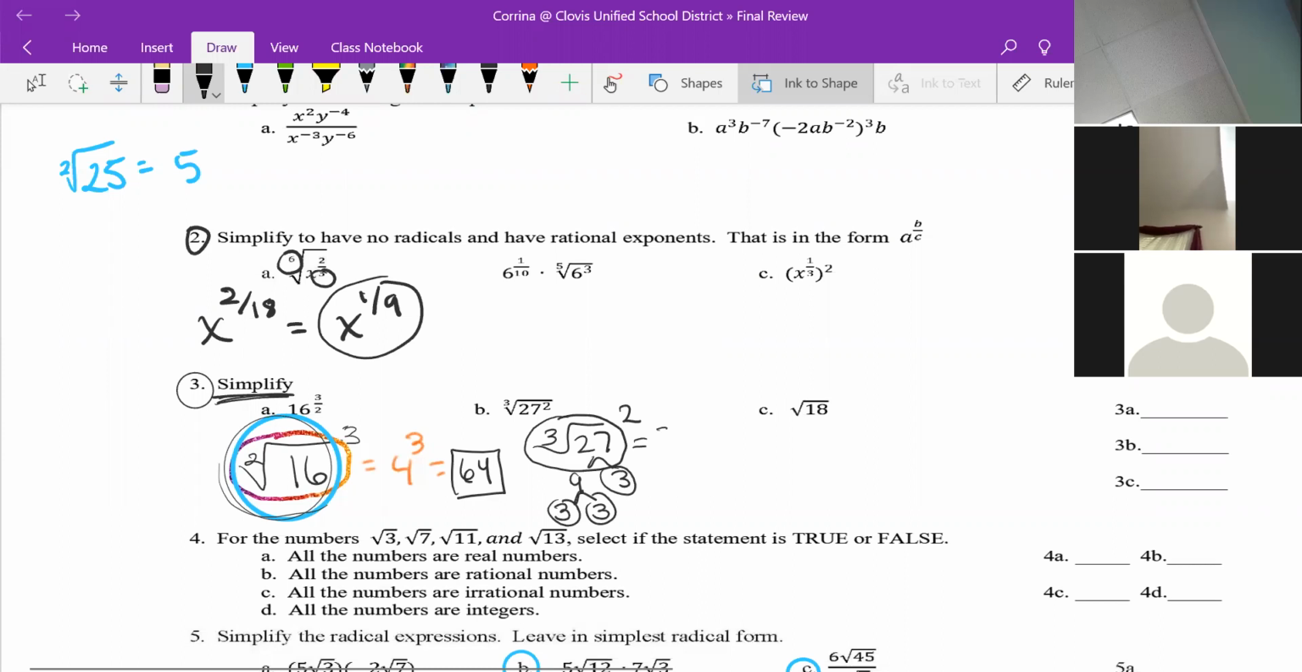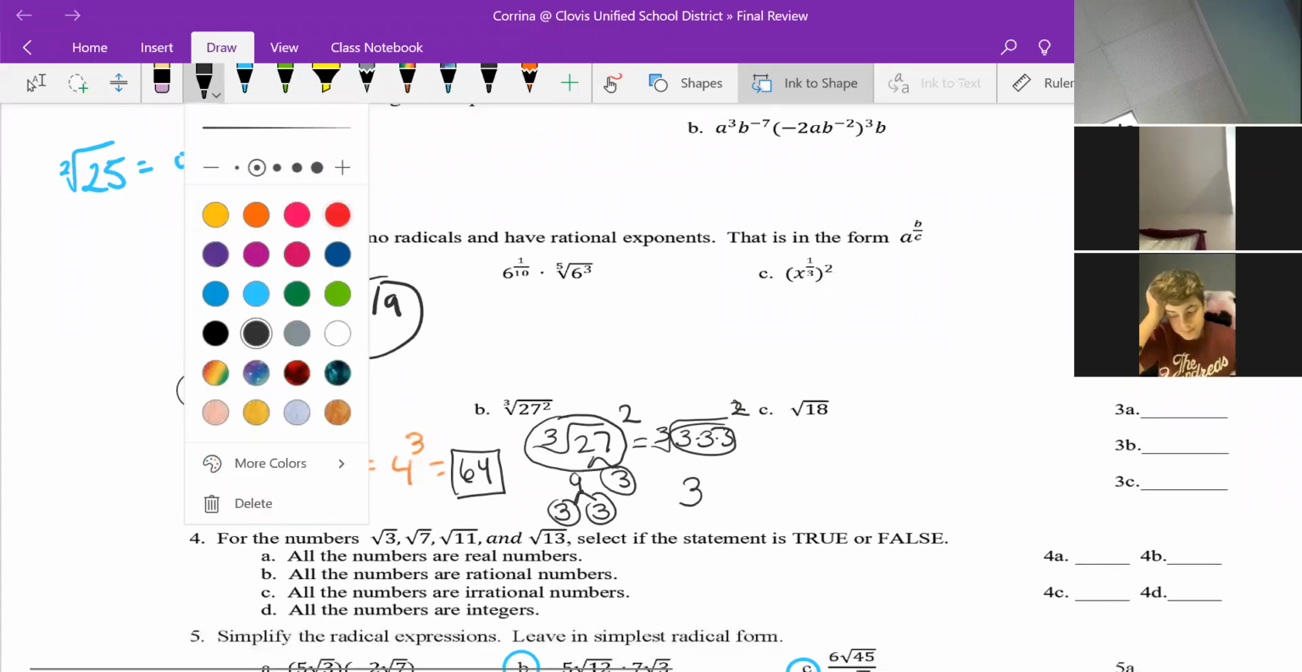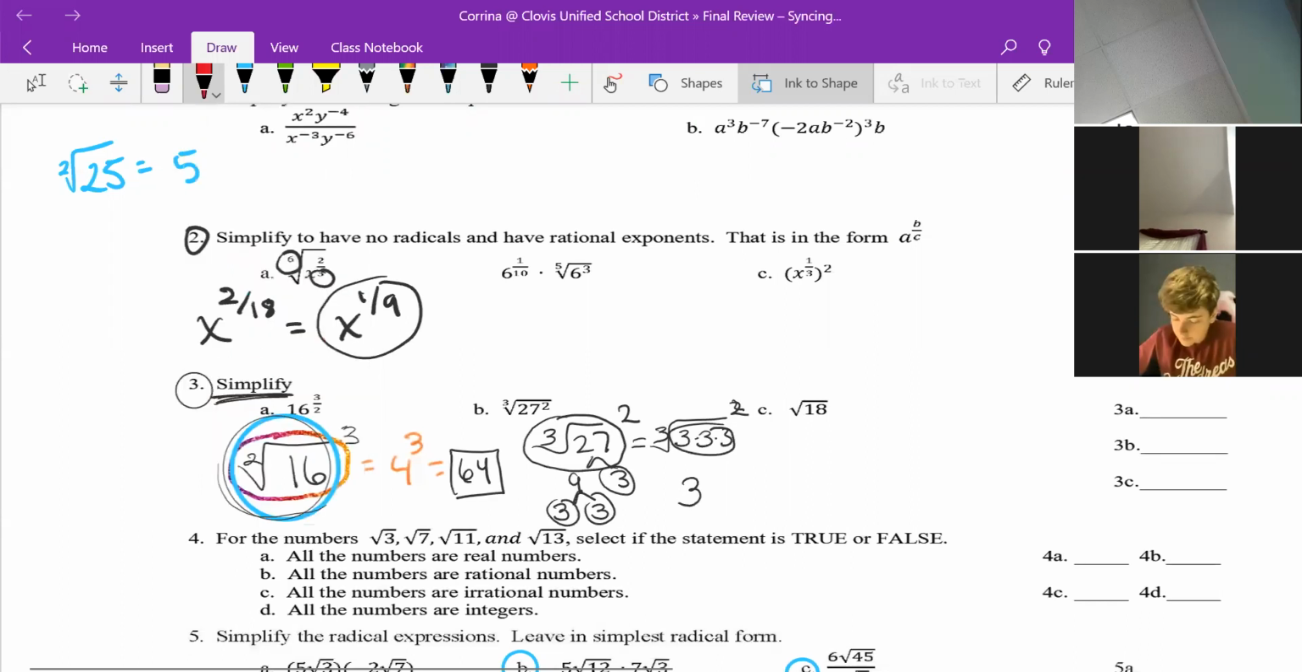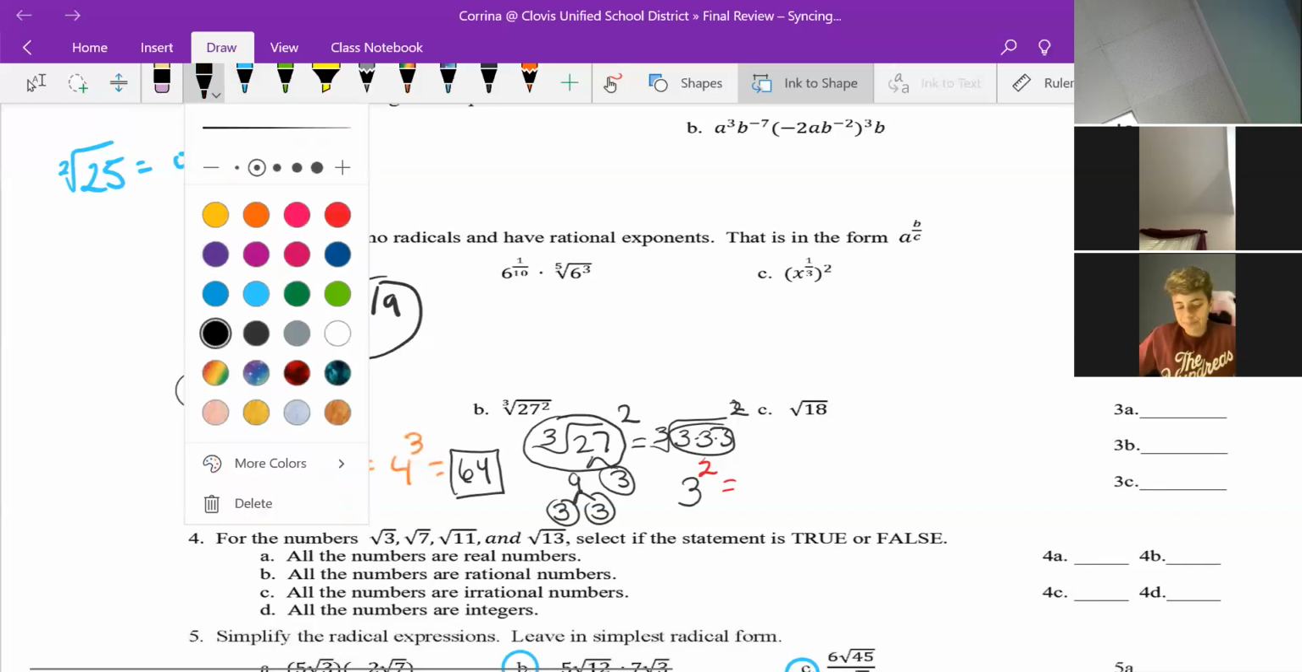I was tripping. 3. It's okay, and it's 3 because it's 3 times 3 times 3, correct? Times 3. Yeah. So it looks like 3 is the final answer, but we're still raising it to what power? The second. To the second power. So 3 squared equals. Yeah, that's what I got. So it's just 9. Yes. Okay, that's what I got.